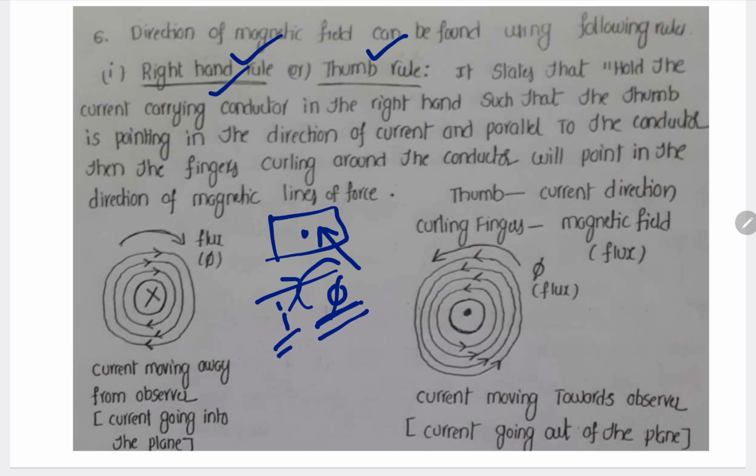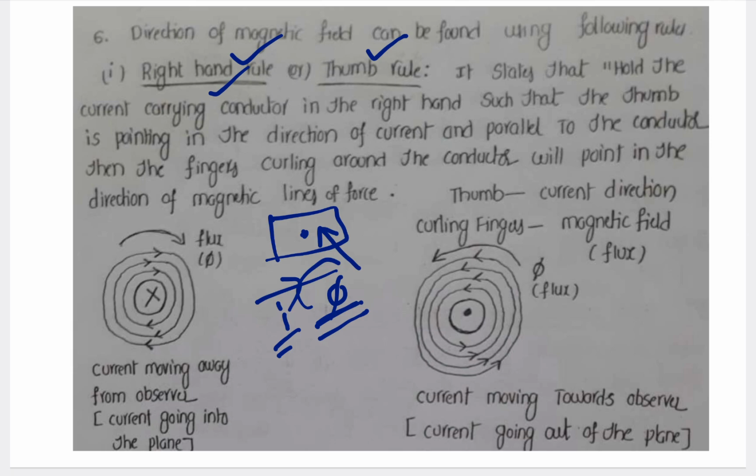The right hand thumb rule is: you hold the current carrying conductor with the right hand in such a manner that your thumb represents the current direction, then your curling fingers will represent the flux direction. Your curling fingers represent the flux direction. So whenever current is flowing into the plane, the flux direction will be clockwise.